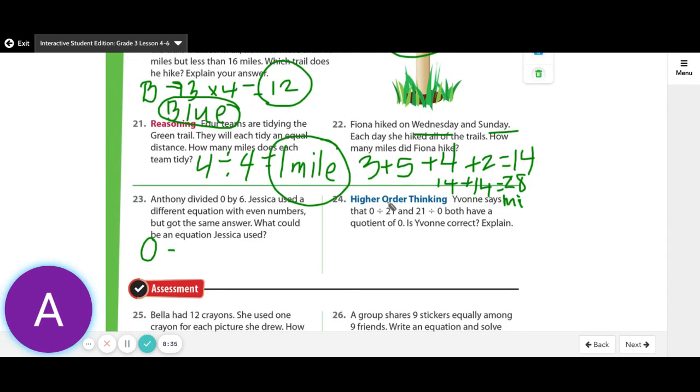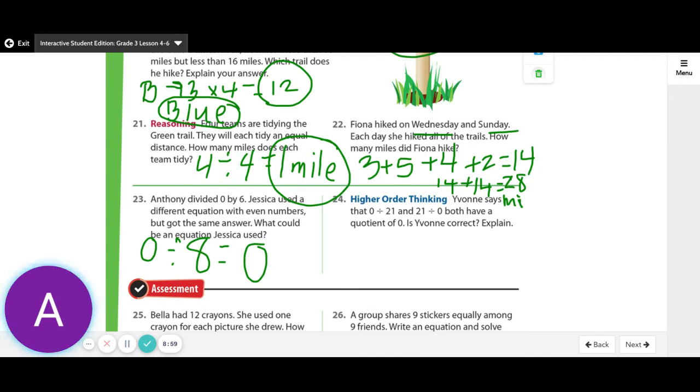So she could do 0 divided by 2, 0 divided by 4, 0 divided by 8. Let's just say 0 divided by 8, and we know she would get 0 because it would be the same answer. So you could have 0 divided by 2, 0 divided by 4, or 0 divided by 8. Or you could keep going, 0 divided by 10, 12, 14, 16, 18, 20. All of those would work.